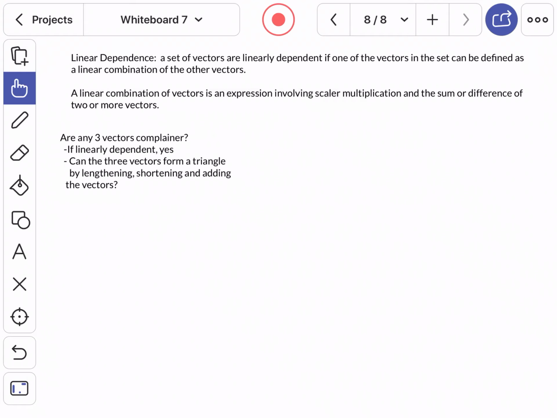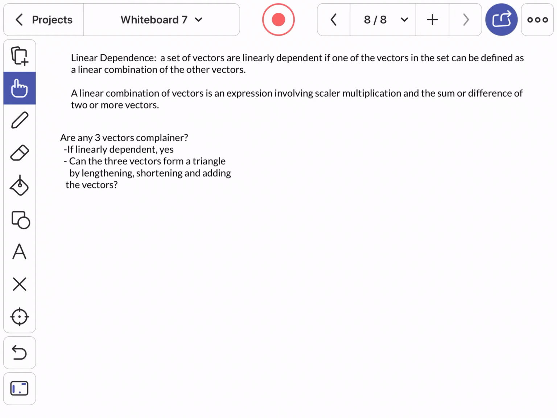All right, good morning. First thing I'm going to talk about today is linear dependence and linear combinations of vectors. So this is going to be a big deal for us. Linear dependence, for our situation, is when a set of vectors are linearly dependent if one of the vectors in the set can be defined as a linear combination of the other vectors. That said, a linear combination of vectors is an expression involving scalar multiplication and the sum or difference of two or more vectors.